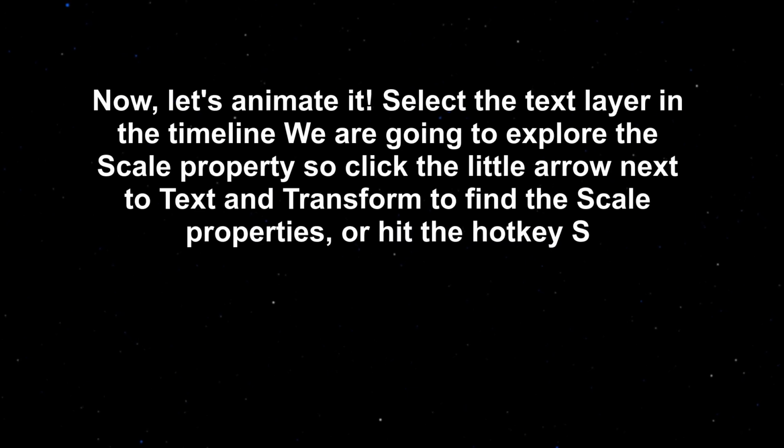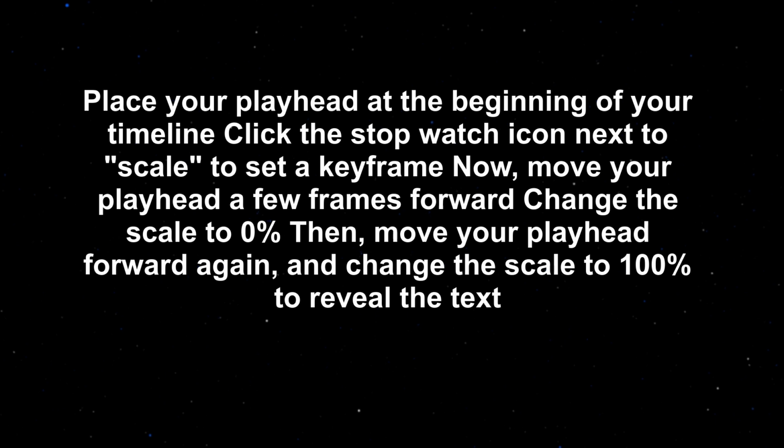Now, let's animate it. Select the text layer. In the timeline, we are going to explore the scale properties, so click the little arrow next to text and transform to find the scale properties, or hit the hotkey S. Place your playhead at the beginning of your timeline. Click the stopwatch icon next to scale to set a keyframe.